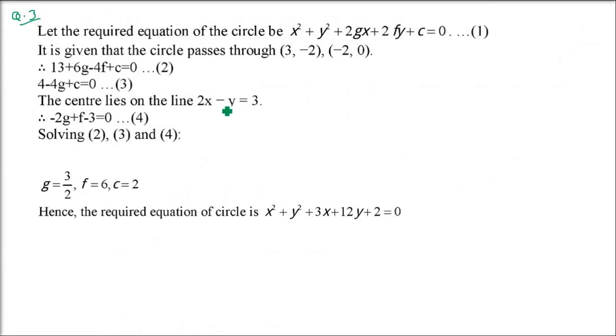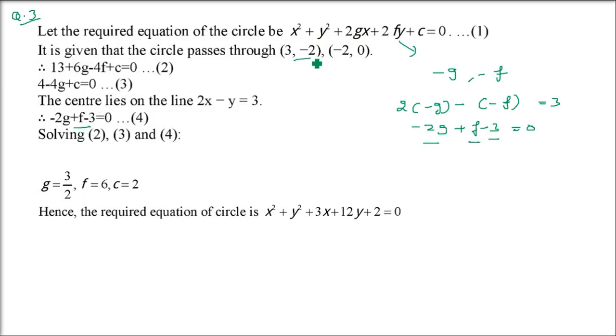Now the center lies on 2x minus y equals 3. Now remember that the center is minus g and minus f, not g, f. It's minus g and minus f. Now put this minus g and minus f in this equation, 2x minus y equals 3. Put x as minus g, in place of y put minus f, and you get 3. So you get minus 2g plus f. Take 3 here, minus 3 equals 0. Now this is minus 2g plus f minus 3.